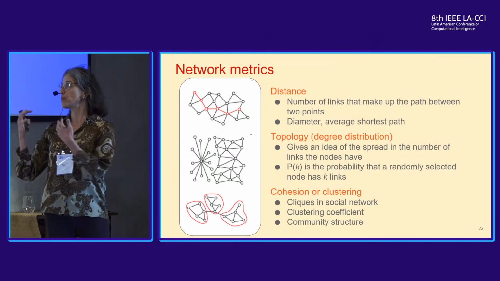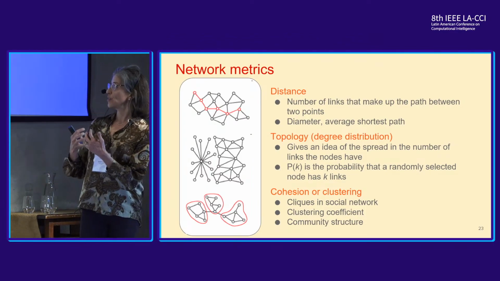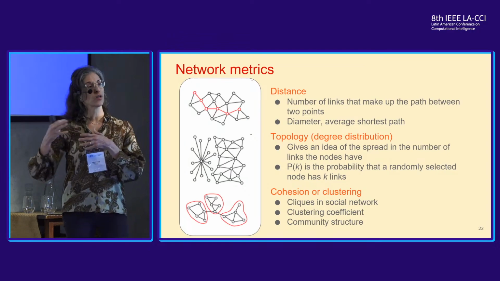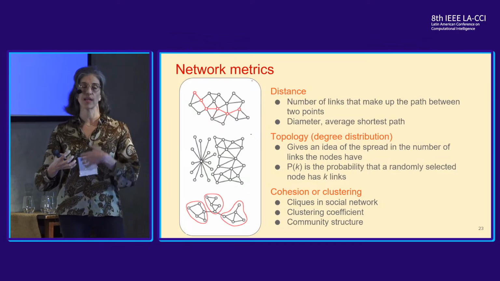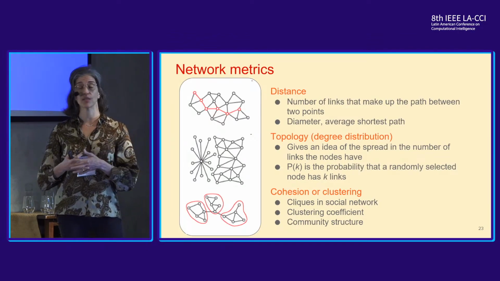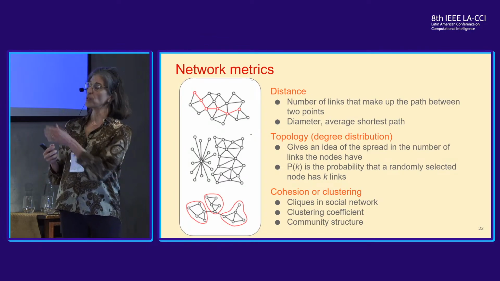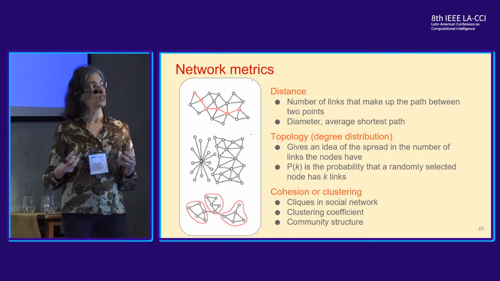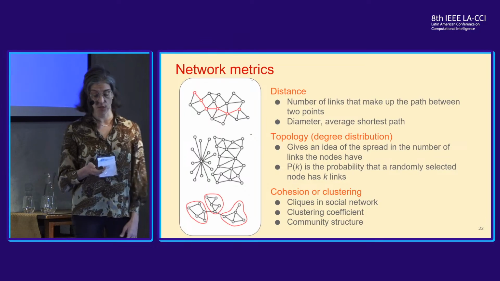Distance metrics: you can compute the diameter of a network, or the average shortest path between nodes. You can compute metrics related to the topology, the connectivity pattern of the network, like the degree distribution, assortativity, etc., or centrality metrics. I mentioned these hubs in the network. And there are also metrics related to cohesion, like the community structure of the network, etc. So many metrics you can compute.